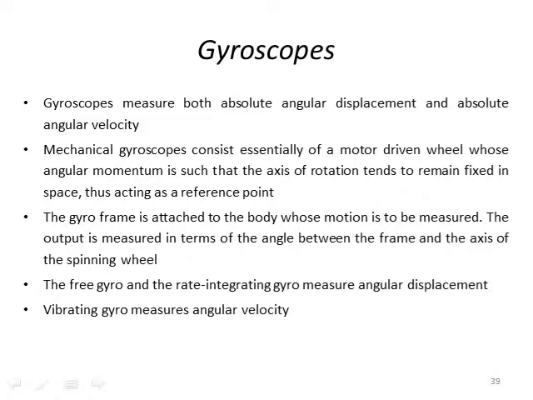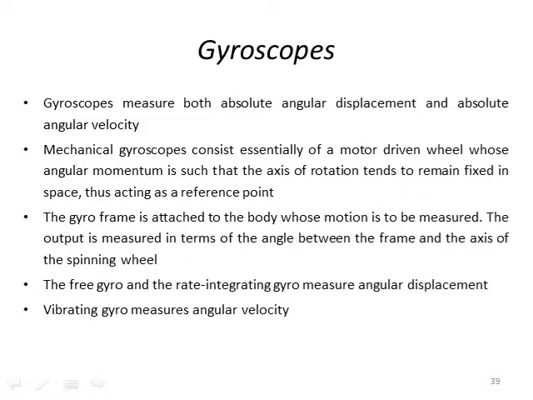The frame is attached to this spinning disc, and as that moves, the disc is going to exert a particular force that can be measured with a particular sensor. Okay, so the gyro frame is attached to the body whose motion is to be measured. The output is measured in terms of the angle between the frame and the axis of the spinning wheel. So when you have a spinning wheel and you have some motion, then depending on the speed of the wheel, the displacement that we get in this system is going to depend on how that force from the wheel acts upon the frame due to the motion.